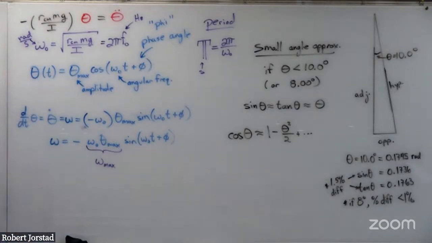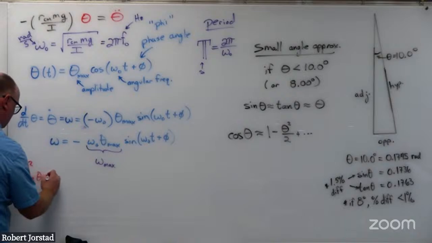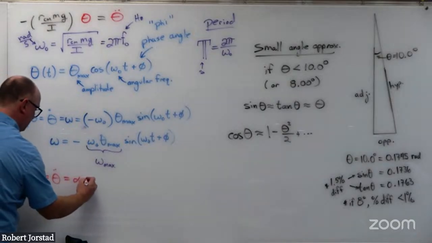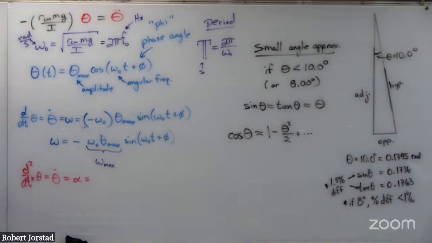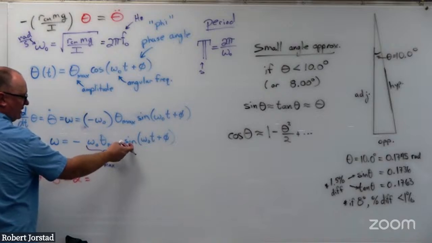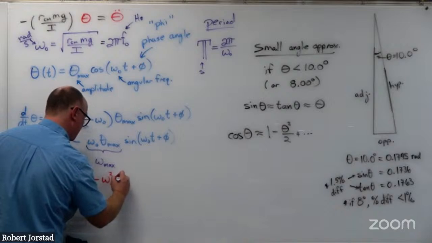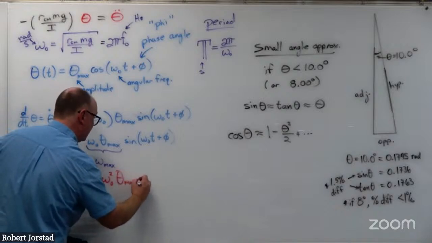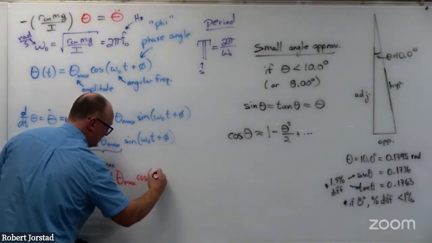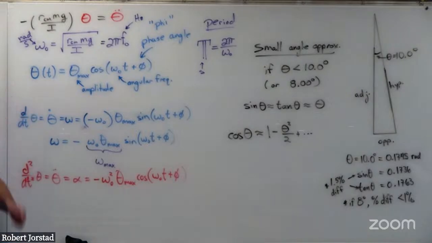I hope you agree we could take another derivative of this, right? You could get the angular acceleration as a function of time. Repeating this, taking the derivative, you'll get this back to cosine, no additional minus sign, another omega pops out. You'll get minus omega naught squared theta max cosine omega naught t plus phi. All right. And so I think that's enough on that.